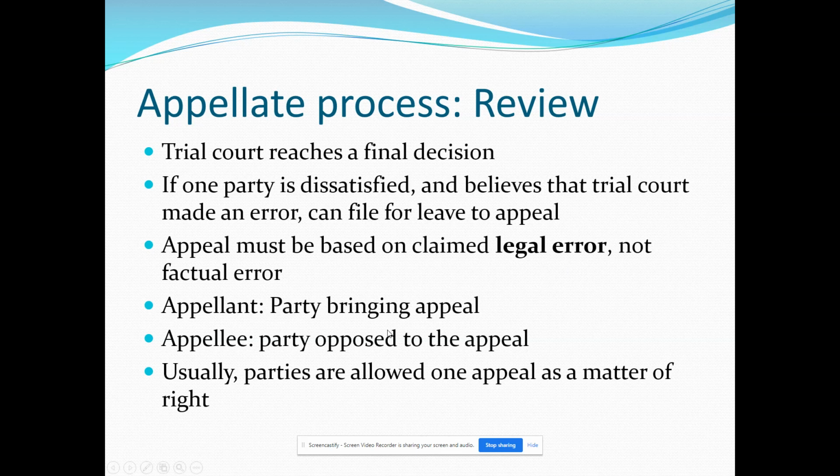The party bringing the appeal is the petitioner or the appellant. The party opposed to the appeal is the appellee. And usually you get one chance to appeal. The second level of appeal is discretionary by the court. They may or may not hear that appeal.